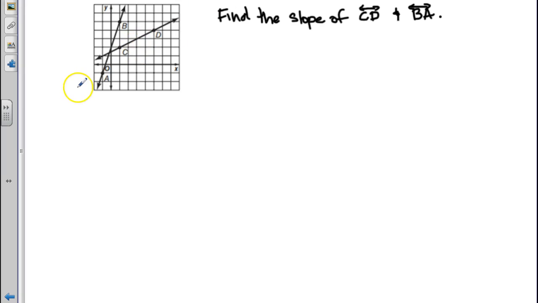From the picture, I can tell that they are not parallel to each other because they cross. They're also not perpendicular because I know that perpendicular lines, when they intersect, they form 4 right angles.